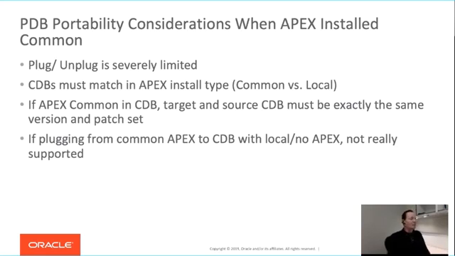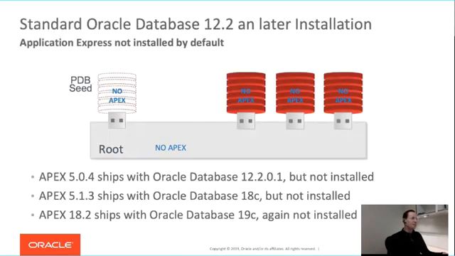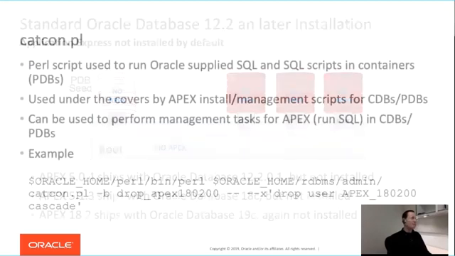As well, if you're plugging a PDB where you had Apex installed common into a CDB where Apex is installed locally in PDBs, there's really no way to do that. It's not a supported operation. So that is why, starting in Oracle Database 12.2, you will find that Application Express is not installed by default at all. However, we still ship Application Express with each database release, including the latest on-premise release, Oracle Database 19c, where we have Application Express 18.2. You'll find that in the Oracle Home.